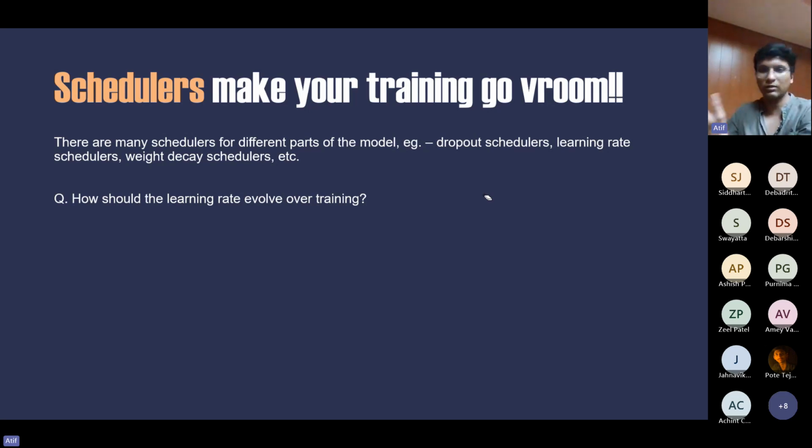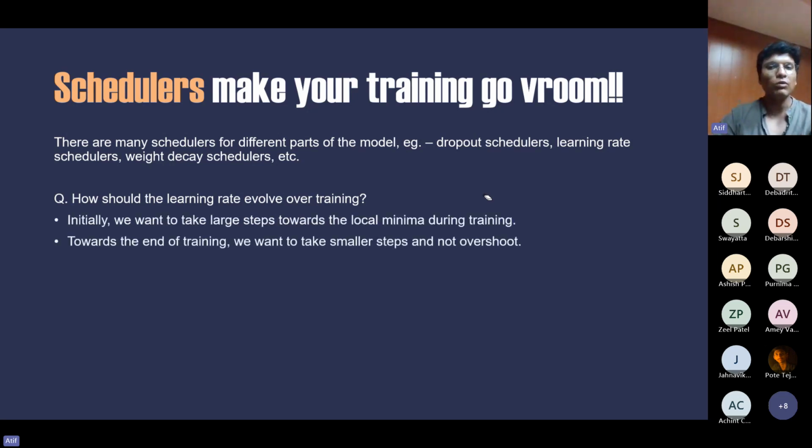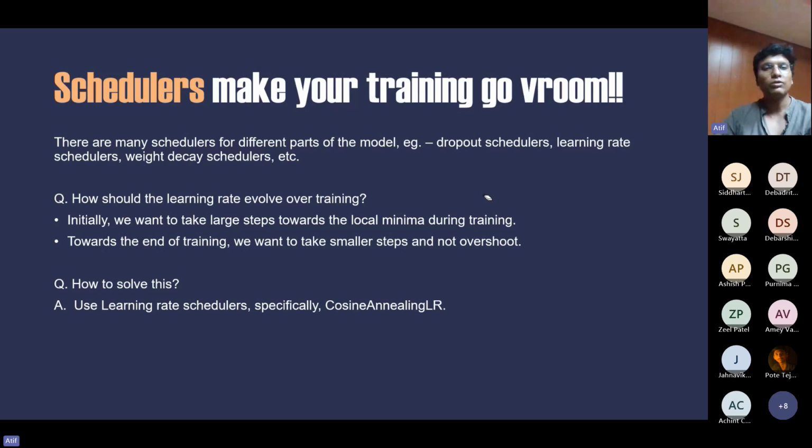One way to do it is trial and error. So just find it out. Or there's another way, and that is where the scheduler comes into play. So you keep moving, right? You take large steps at the beginning and then small steps at the end. So you have large gradient, then small gradient. Take smaller steps at the end so that you don't overshoot your minimum. That is how you want it to change. So how do you solve this problem?